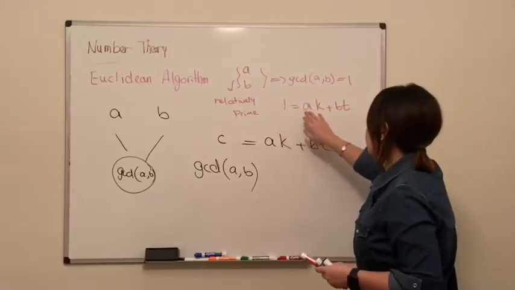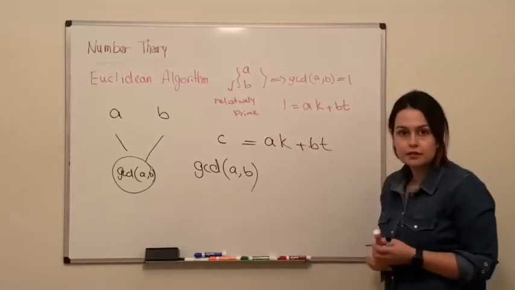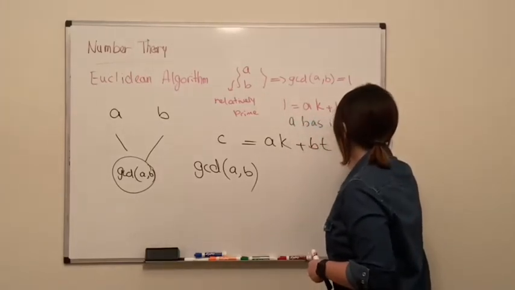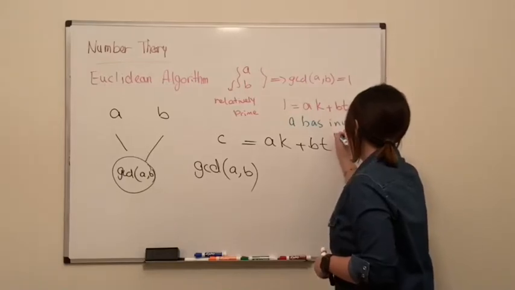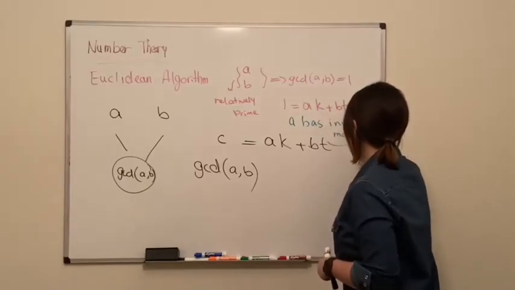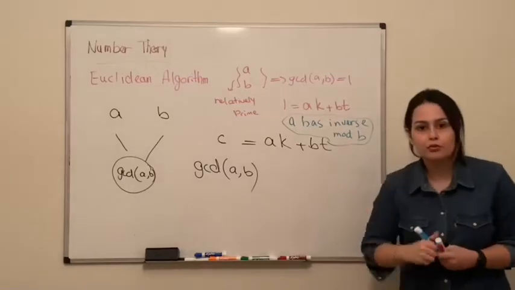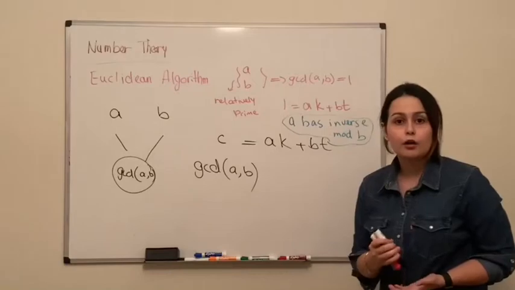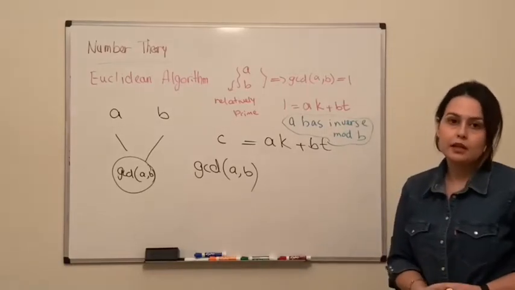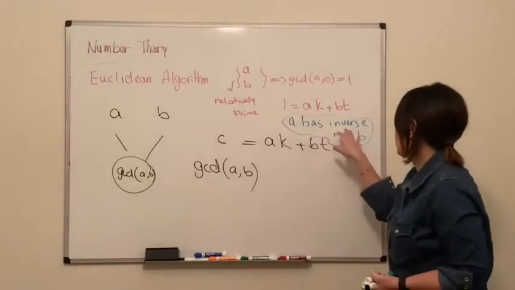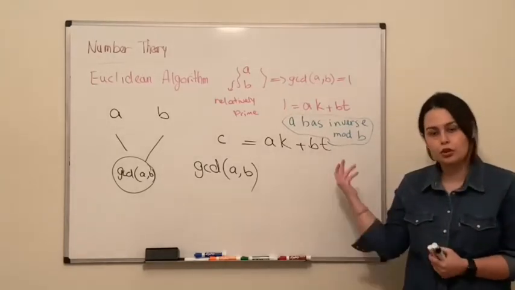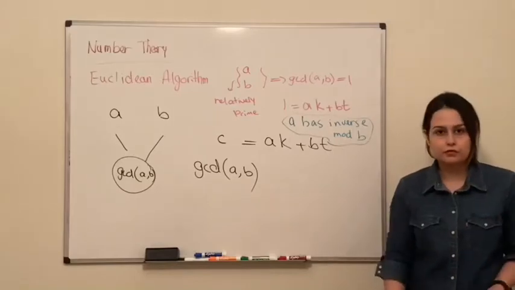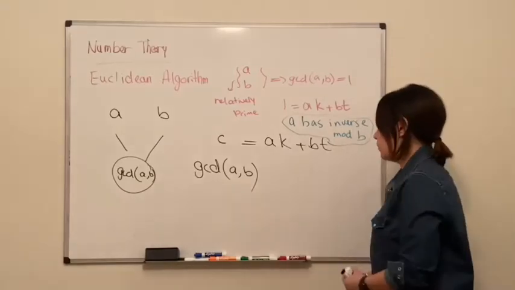Now, if I can write 1 as AK plus BT, it means that A has inverse mod B. So by doing all these, I want to show that if two numbers are relatively prime, then A has inverse mod B. And also I can write like B has inverse mod A. So it is the path we want to follow in this video.